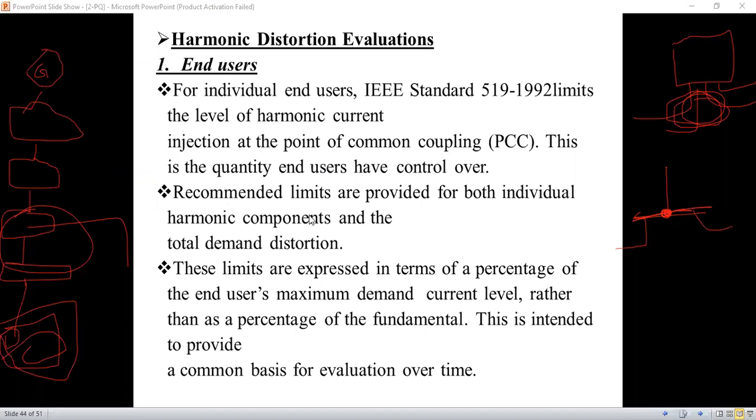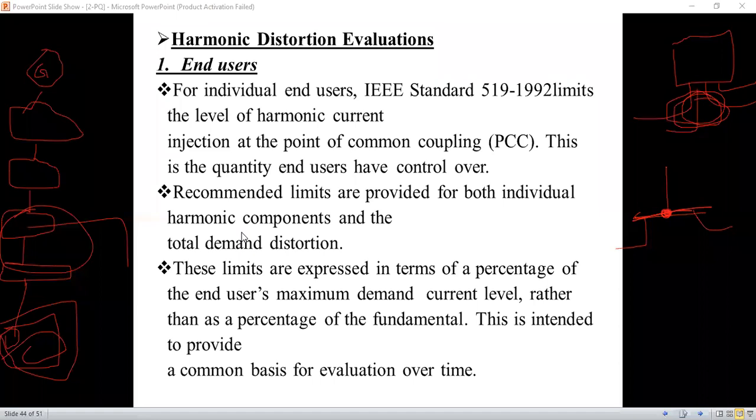The recommended limits are provided for both individual harmonic components and the total demand distortion. As I said in yesterday's class, total harmonic distortion is for voltage, while total demand distortion is for current. Here at the end users we are considering mainly the harmonic current injection. The recommended limits are provided for both individual harmonic components and the total demand distortion.